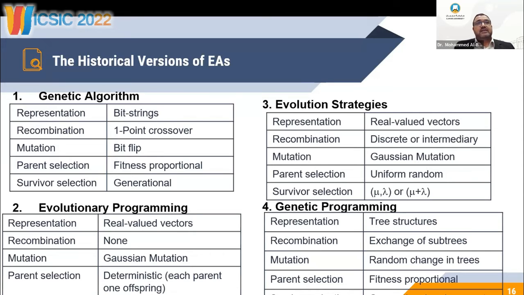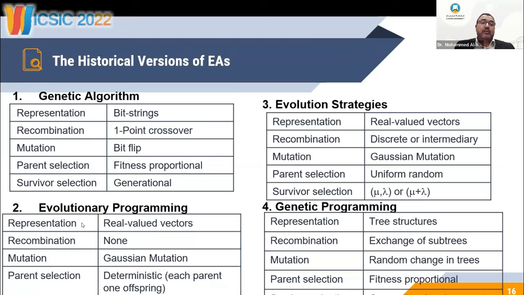The four oldest and traditional versions of evolutionary algorithm are genetic algorithm, evolutionary strategy, evolutionary programming, and genetic programming. Those differ from each other based on the components they use. For example, genetic algorithm is used for binary search space, and uses one-point crossover or two-point crossover. The mutation is normally bit flip. The parent selection is fitness proportional with roulette wheel selection, and the survivor selection is generational replacement, where the whole offspring will replace the population.